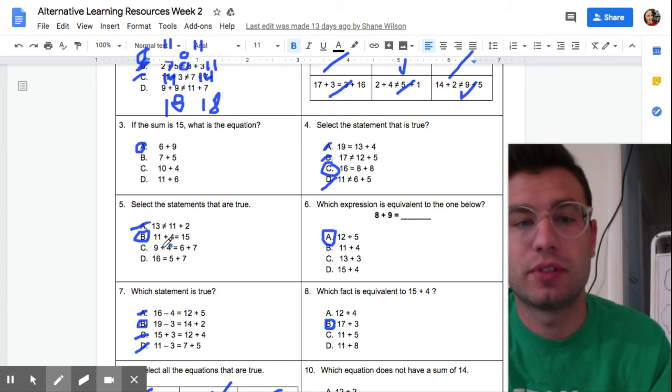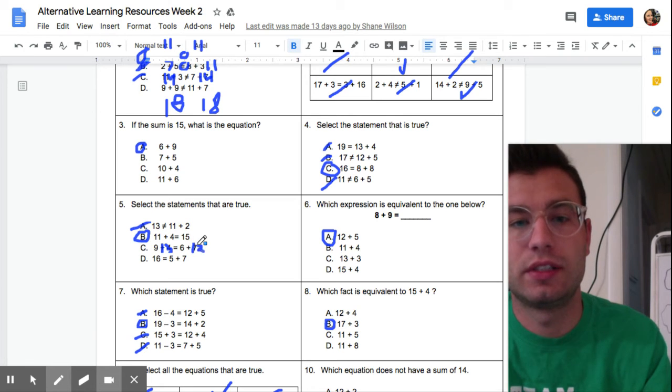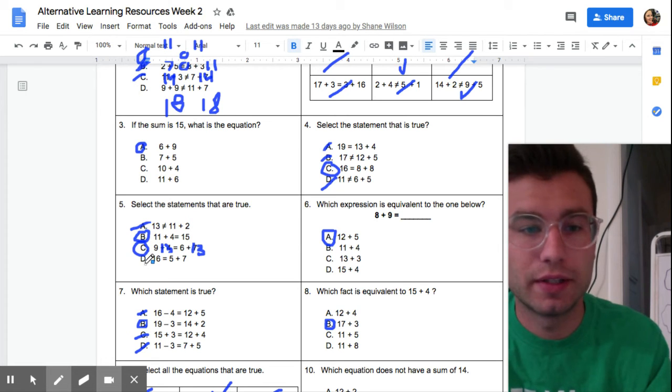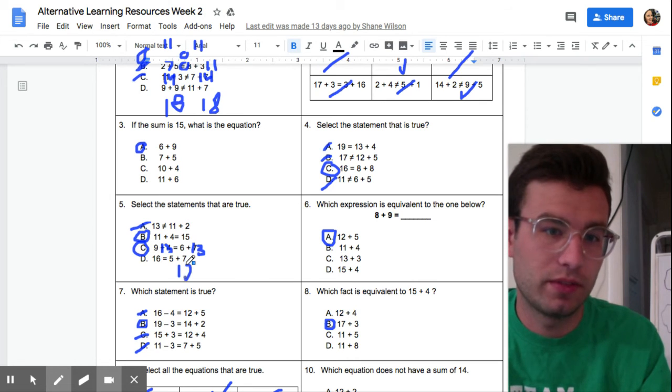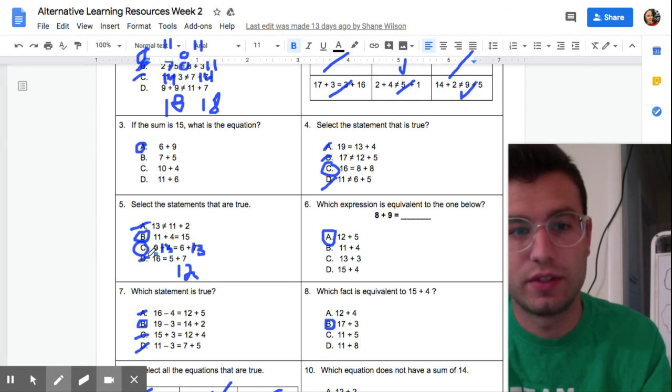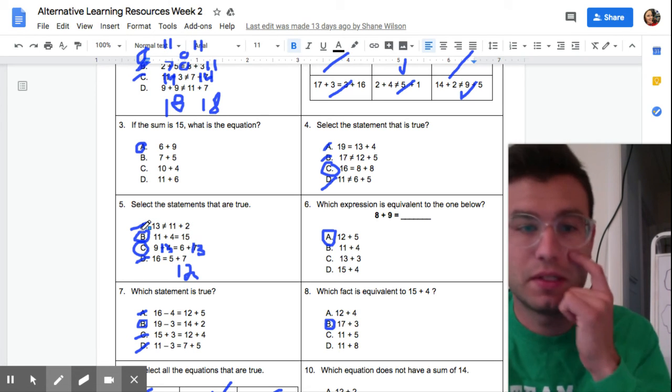C, 9 plus 4 equals 6 plus 7. Let's do this side first. 9 plus 4 is 13. And 6 plus 7 is 13. Is 13 equal to 13? Yeah. How about letter D? 16 equals 5 plus 7. I know 5 plus 7 is 12. 16 equal 12? No. Whew. Good thing I caught that one. So we've got B and C as correct answers here.